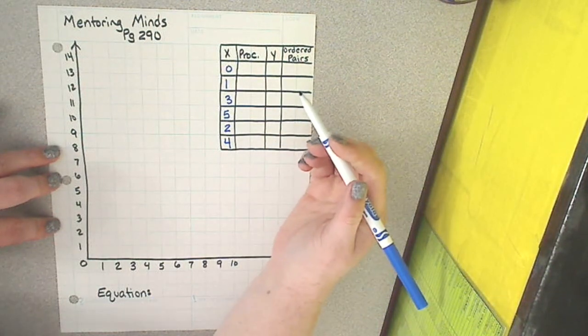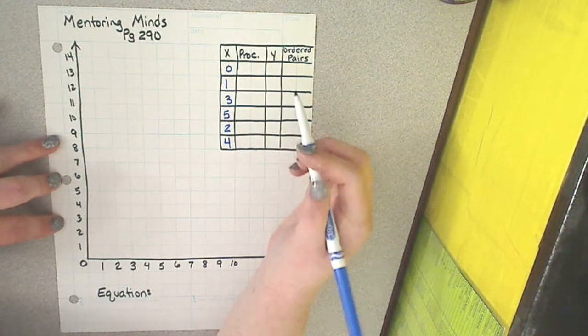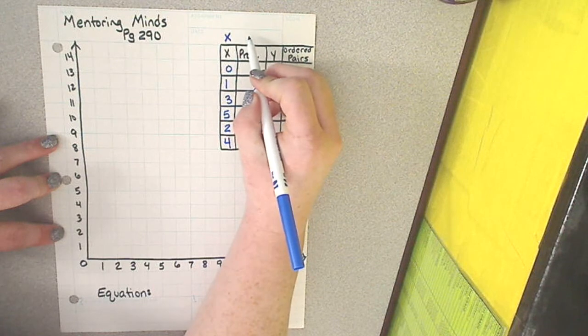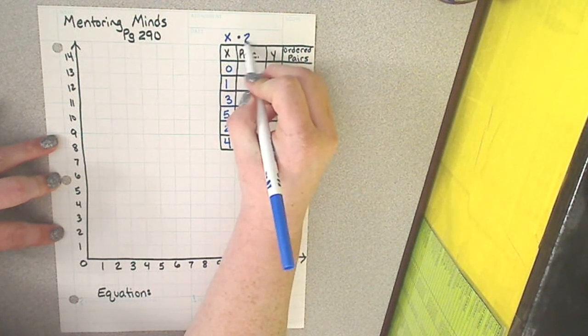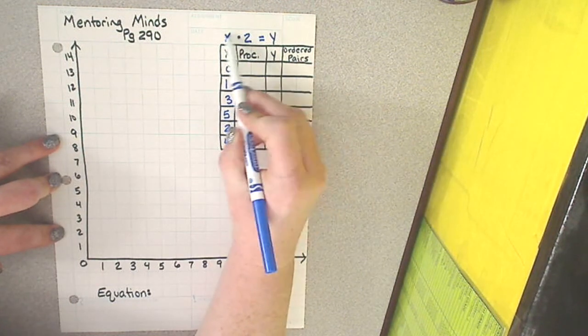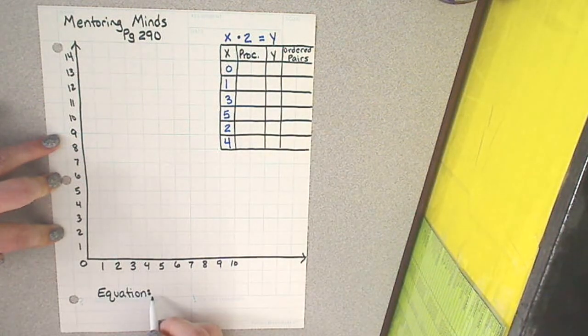Now, thankfully, they tell us what they're doing with this one, because they're telling us that the equation is x times 2 equals y. Now, there's a couple of different ways that you can write this, and the most common one, we're actually going to write down here next to our equation.